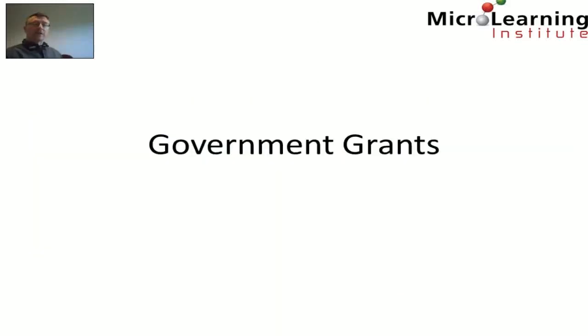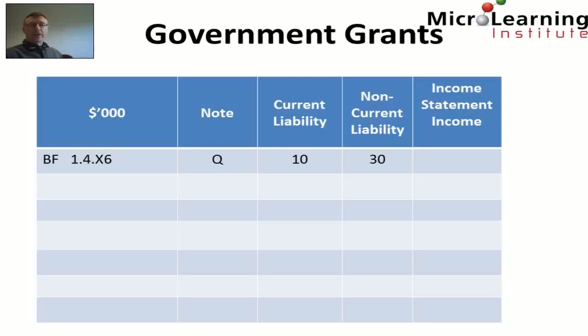Next, let's look at the situation with government grants. Again, in the question we're told that brought forward on the 1st of April 20X6, which is the first day of the year, in non-current liabilities we have government grants of 30, and in current liabilities we have government grants of $10,000 respectively.